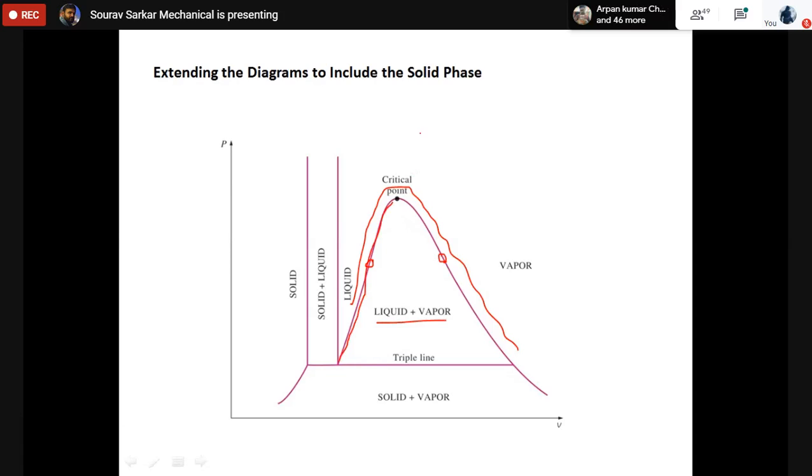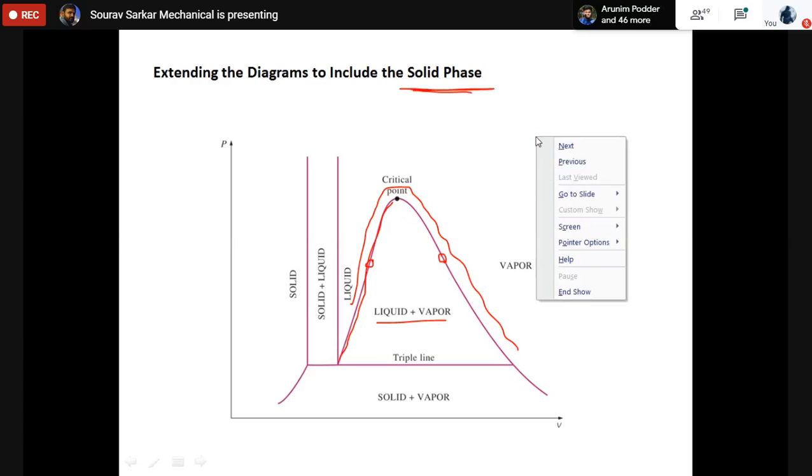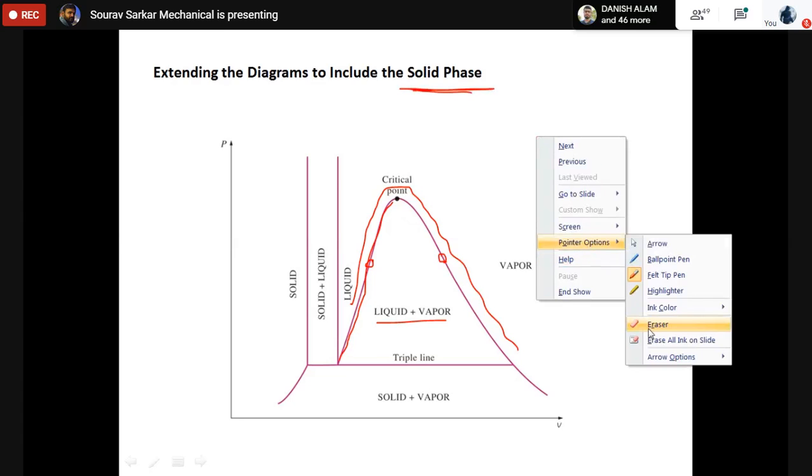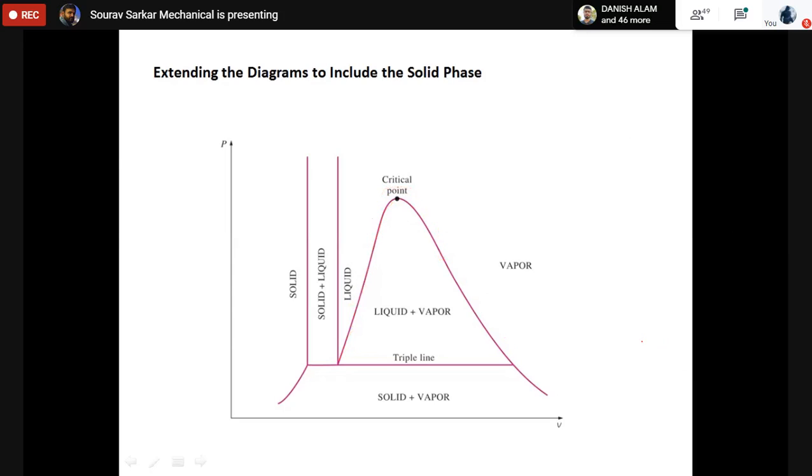Now we are extending this diagram into the solid phase. If I extend this, I will get a diagram like this. One line is the beginning of melting. This is the melting process, and this is the end of melting.